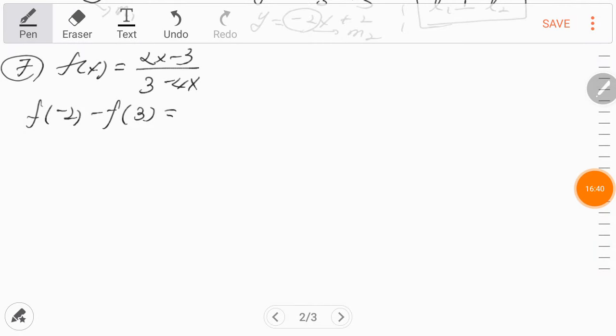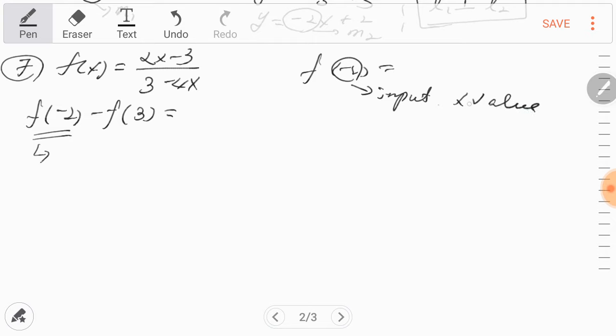Okay, number 7, a function is given, f of x has some expression, and we want to find f of -2 minus f of 3. Okay, the first, f of -2 means what? F of -2 means -2 is the input, right? Input, x value. So plug in -2 for x in the expression. So f of -2 means we have to substitute -2 for x in the function.